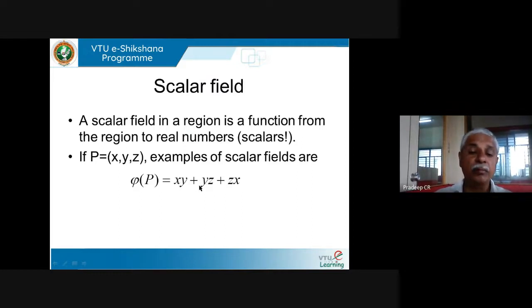If you take P as (1, 1, 1), then if you go to the point (1, 1, 1), the answer will be 1 into 1 plus 1 into 1 plus 1 into 1, which is 3. So phi of (1, 1, 1) is 3.